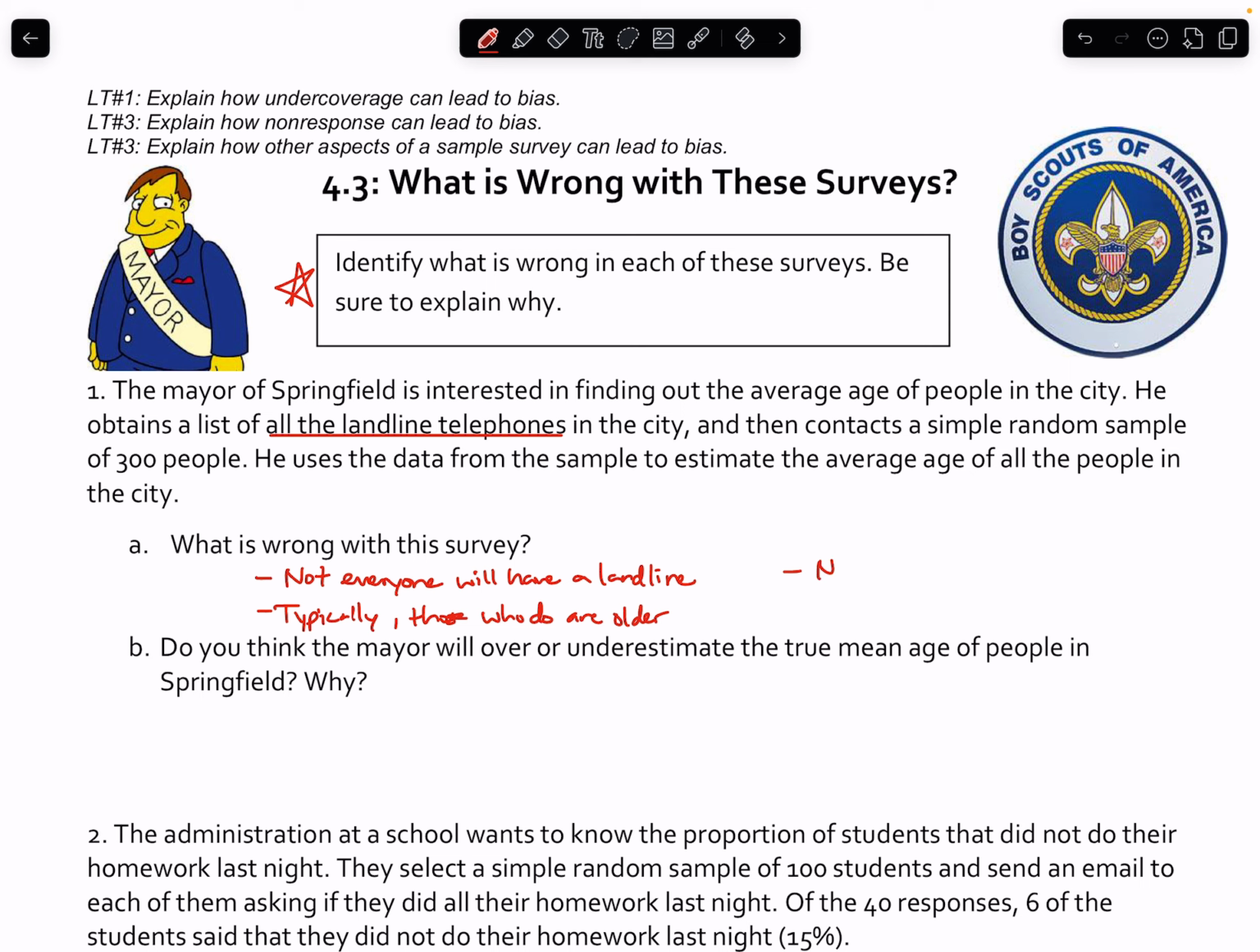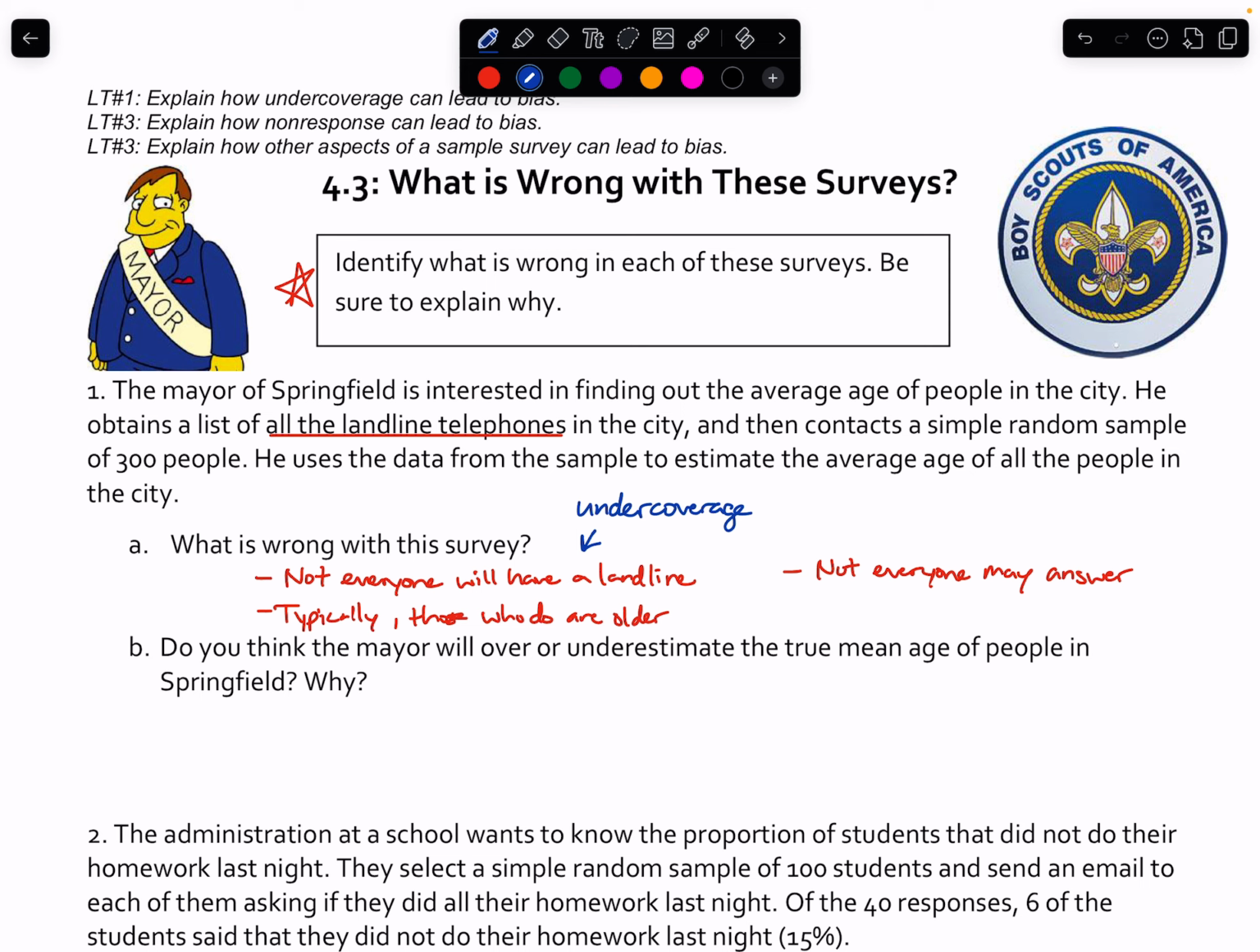And so these two main ideas are two really big issues. So the first one being where not everyone has a landline. If we are excluding a whole group of people, this right here is what we call undercoverage. I am covering under the full amount of people, right? I'm missing out on a whole group of people based on the decision I made, right? I'm missing out on the young people or just the people who don't have phones in this case.